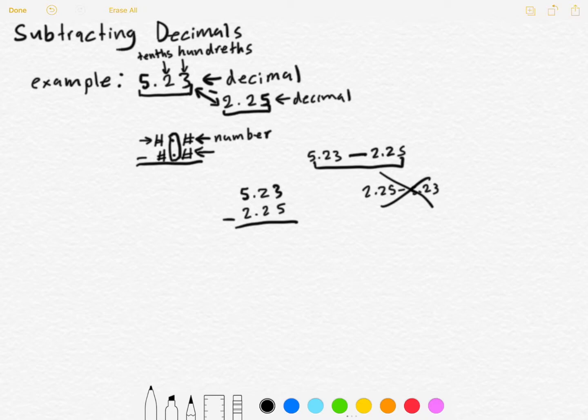And so in our hundredths place, we have the numbers 3 and 5. The problem here is we can't just subtract them right away because the 5 on the bottom is larger than the 3 right here on the top. And this is in the hundredths place. And so what we'll have to do is borrow. And so what borrowing is just taking a certain amount from the next place over and using it to subtract.